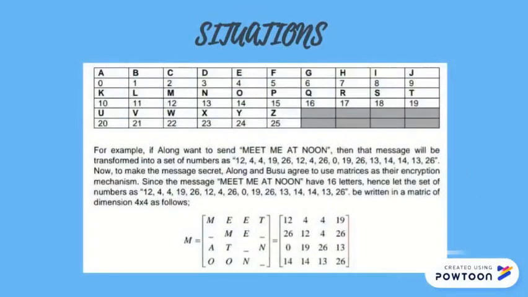Based on the question, the situation given was that Along wants to send a secret message to Busu, and both of them agree to use the following coding method. The set of numbers are written in a matrix of dimension 4x4 as follows.